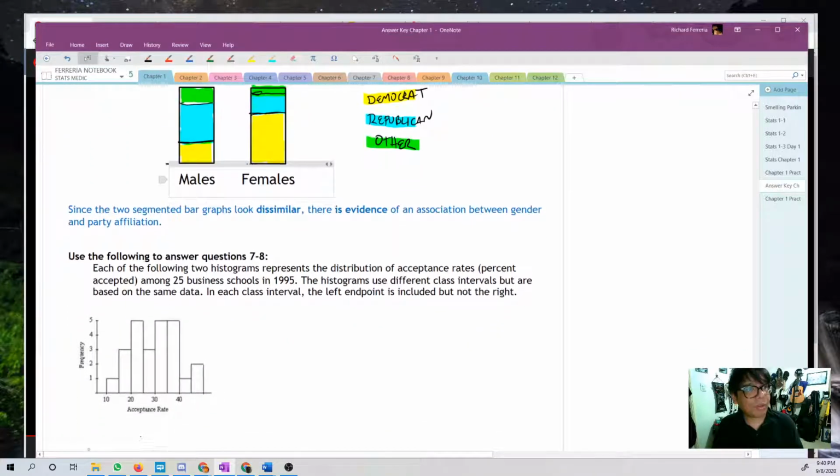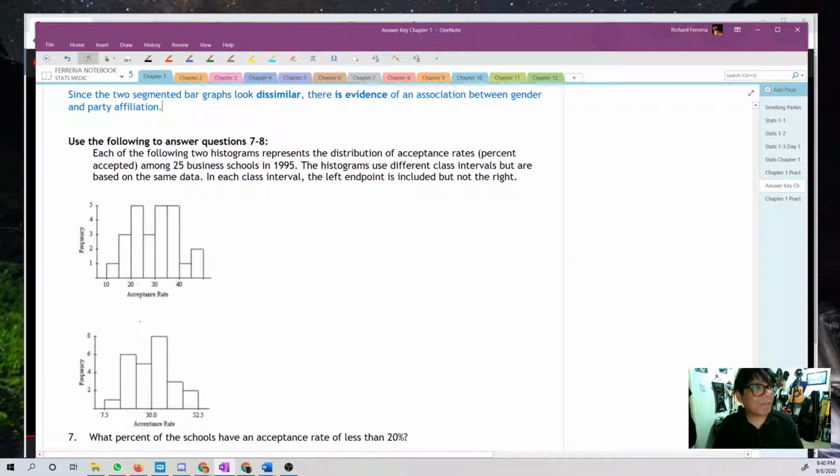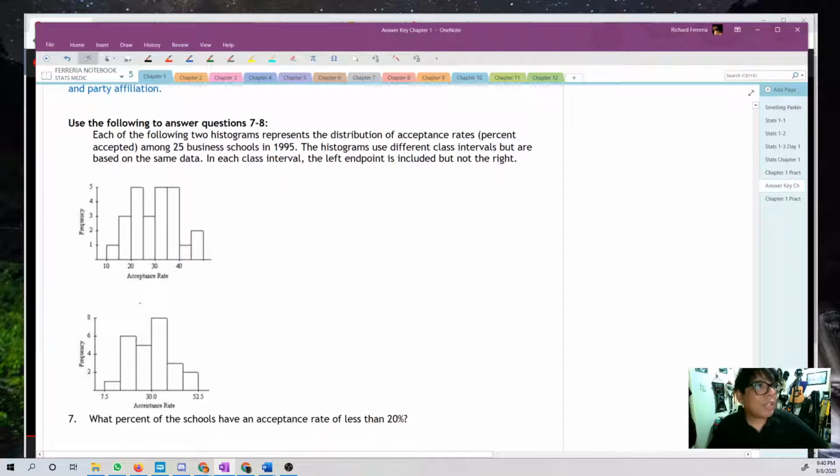We've got 7 through 10. Here's number 7. Each of the two histograms represents the distribution of acceptance rates among 25 business schools in 1995. The histograms use different class intervals, but they are based on the same data. So important, we're looking at the same data in both graphs. In each class interval, the left endpoint is included, but not the right. So for example, this first bar is greater than or equal to 10, but strictly less than 15.